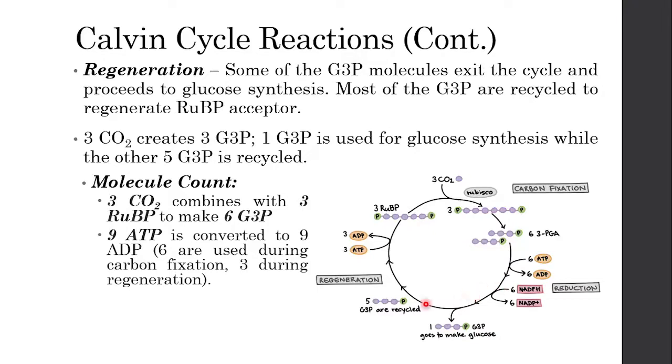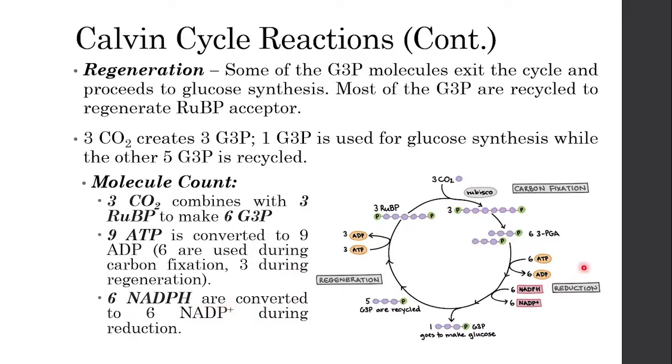So in the end, 9 ATPs are used to phosphorylate, converting 9 ATPs to 9 ADPs. 6 are used during, sorry, not carbon fixation, this should be reduction. So 6 ATP are used during reduction, and then 3 during regeneration. And lastly, 6 molecules of NADPH are also used during reduction.